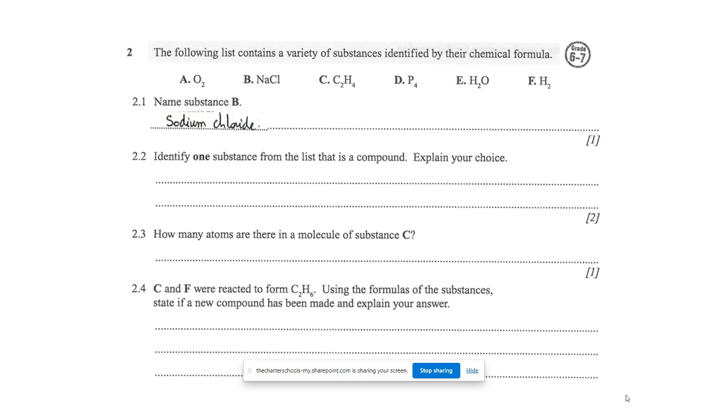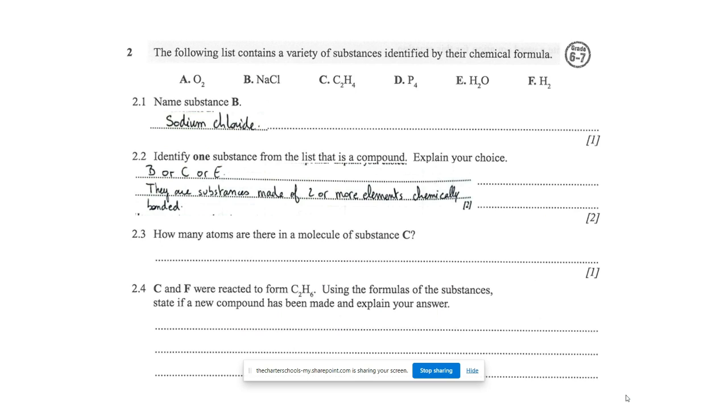Name one substance from the list that is a compound. You can choose any substance made of more than one element. So NaCl, C2H4, and H2O are all compounds. They're made of 2 or more elements chemically bonded.